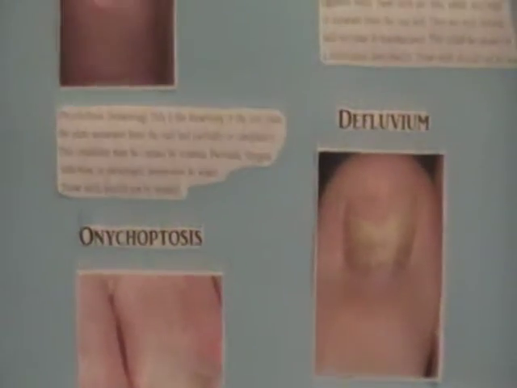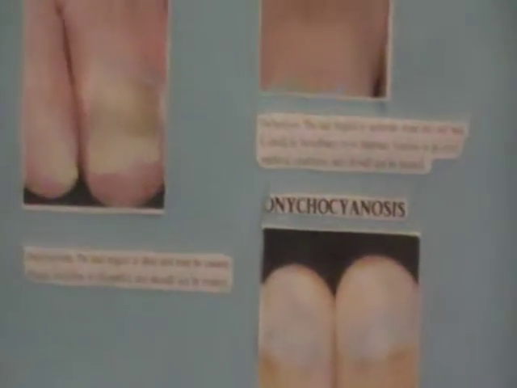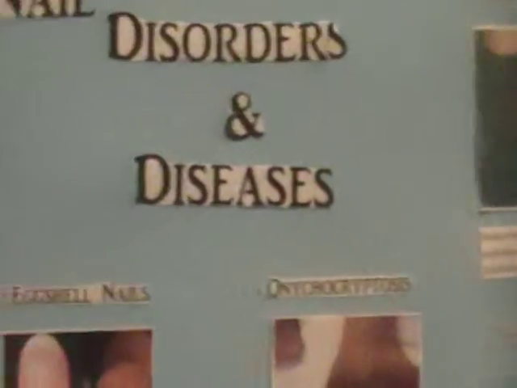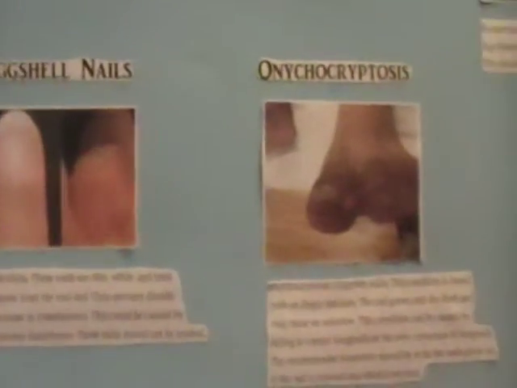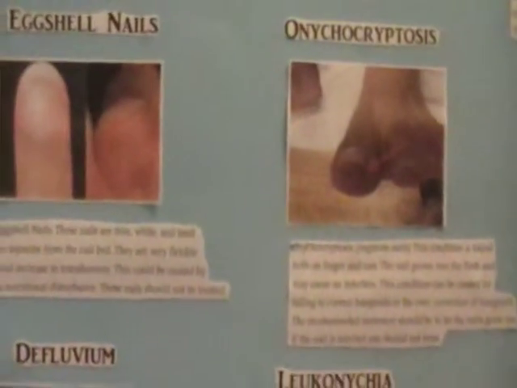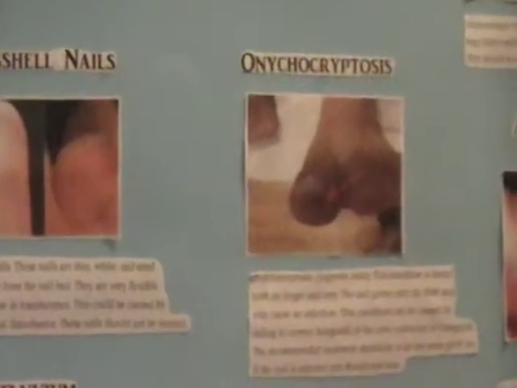The next one we have here is onychotosis. This one is the nail begins to shed, may be caused by illness, infection, and should not be treated. Up here we have eggshell nails. They're thin, white, tend to separate from the nail bed, very flexible, and increase in translucence. It could be caused by a nutritional disturbance.